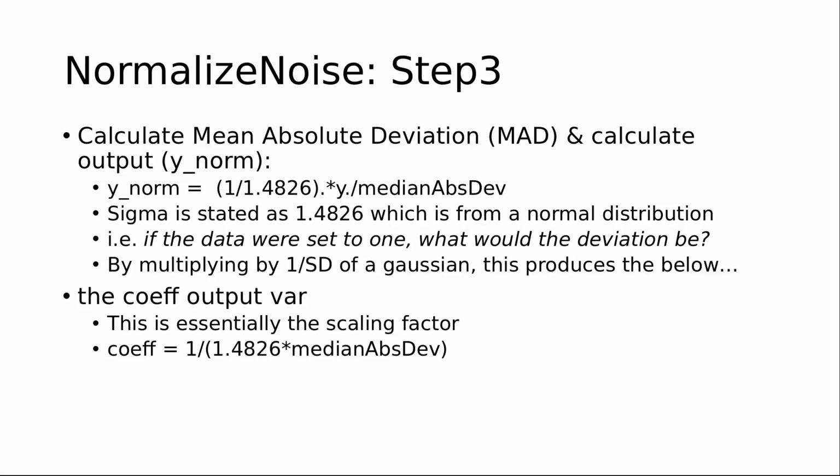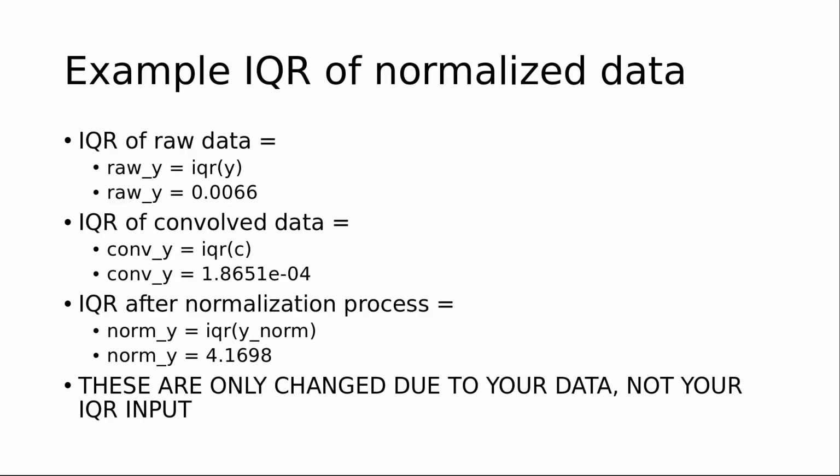Okay, so the coefficient output, again, is basically a scaling factor put onto your data. To give you an idea of what's happening, I just calculated the IQR of raw data that had been convolved, and raw data that was normalized, and these were the outputs. So I show you what the function was, y and c being the actual data, or y norm being the actual data. IQR is just a function in MATLAB.